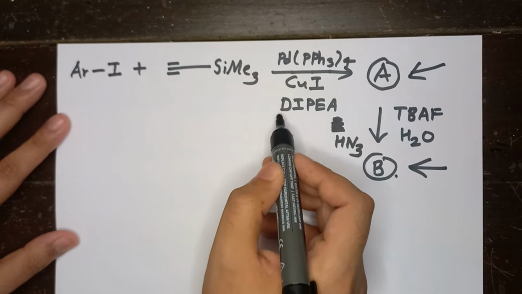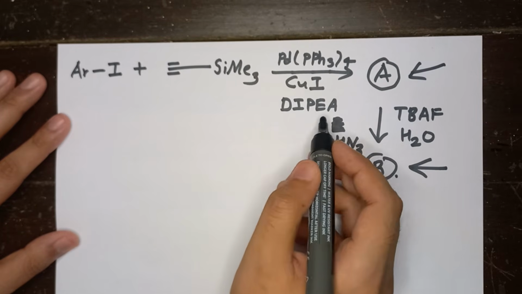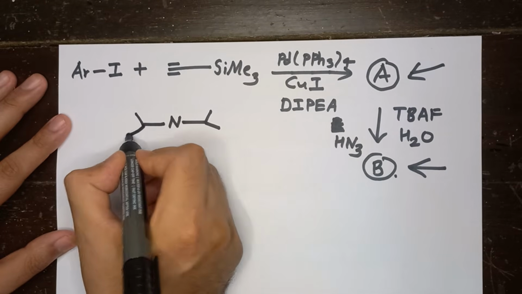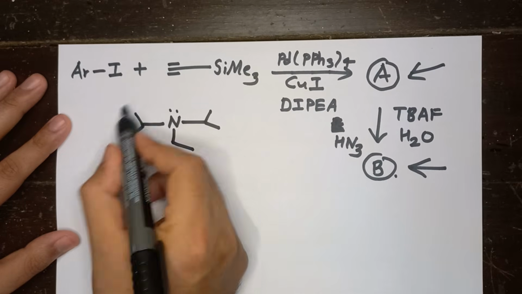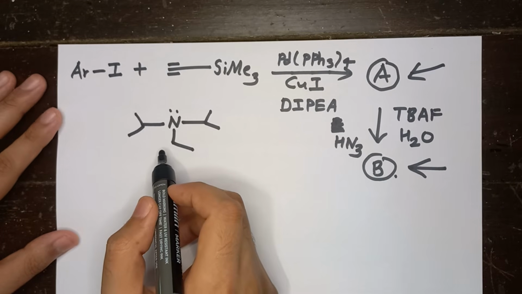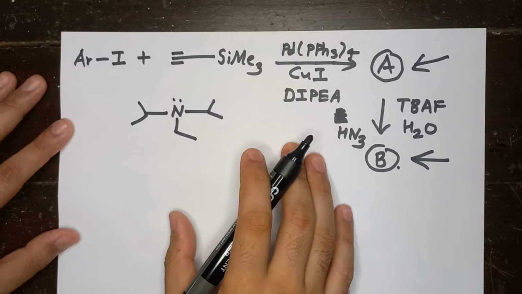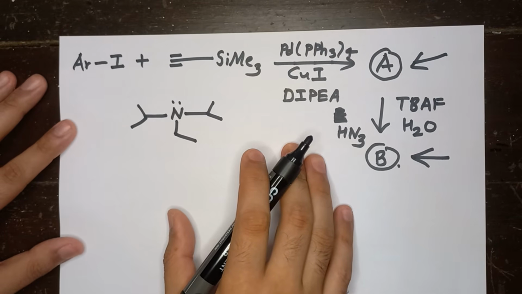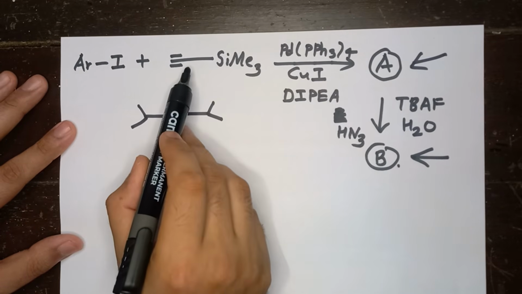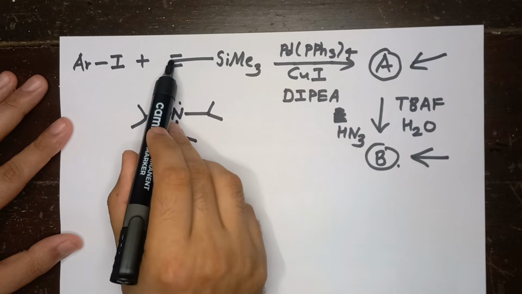So DIPEA is a base. The structure of DIPEA is diisopropyl ethyl amine. So we have an amine, diisopropyl and ethyl. So diisopropyl ethyl amine, which is simply a base. So the base is going to grab the proton. In this molecule, we do not have any acidic proton, but this terminal alkyne does have an acidic proton. So let's go ahead and grab this terminal proton.